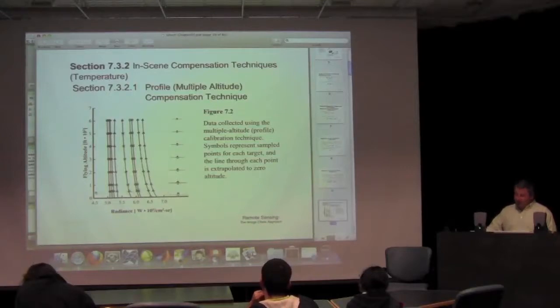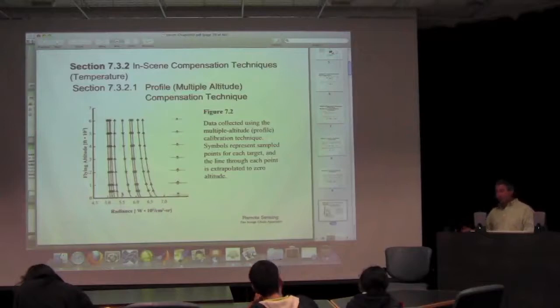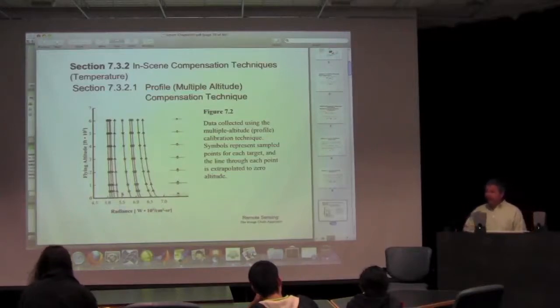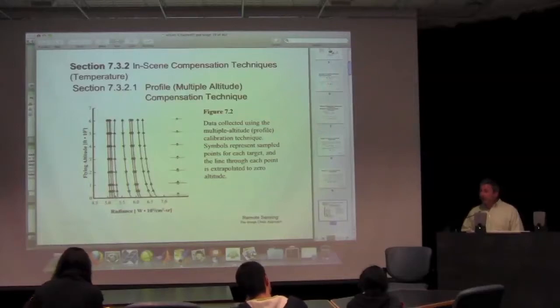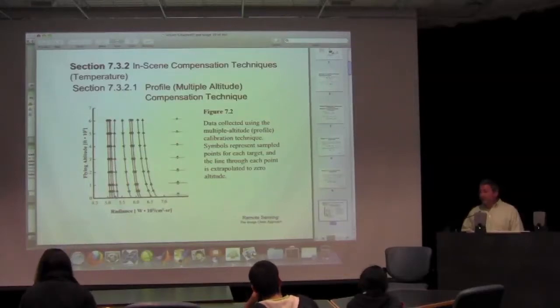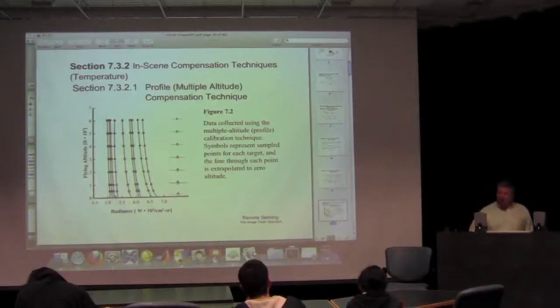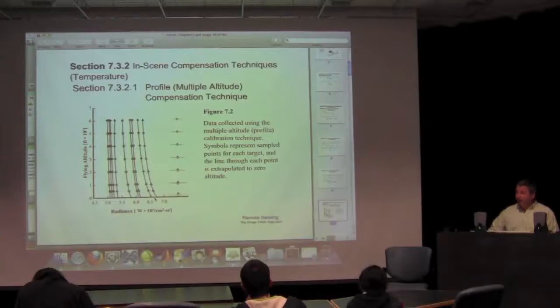So typically what happens is you fly down as low as safely possible. And usually they don't let you fly lower than 500 feet over the airport. So you can fly down to about 500 feet or so. And then what you do is you fit a line to these points and extrapolate it down to the ground. So you're going to obviously get some small error, but if this data is fairly well behaved, hopefully that error will be small. And what you do then is you get your ground-leaving radiance value from an interpolation.